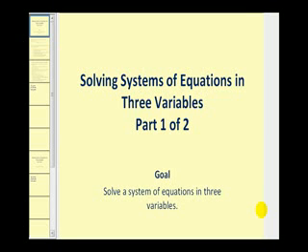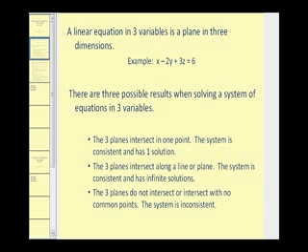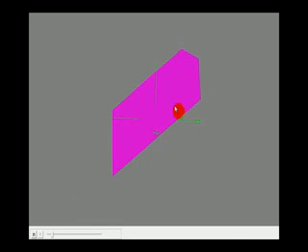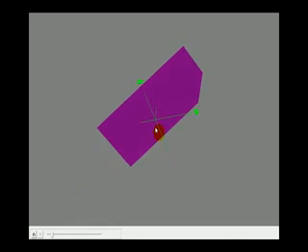Welcome to a video on solving systems of equations in three variables, and this is part 1 of 2. A linear equation in three variables is a plane in 3 dimensions. So for example, if we take a look at the graph of x minus 2y plus 3z equals 6, this will be a plane in 3D. Let's take a look. And here is that plane.